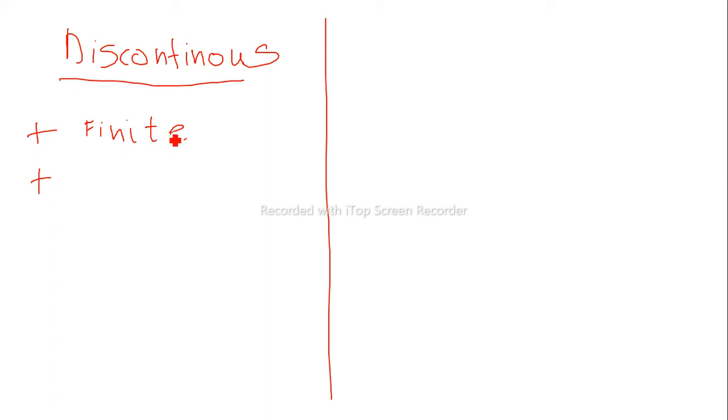There's a specific definition. For discontinuous, it's finite, and it's spaced. That's probably the best way I like to think about it. Spaced, or the way I remember it is that we have skipping. So there's skipping of numbers.